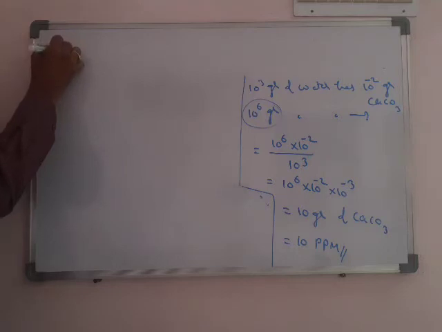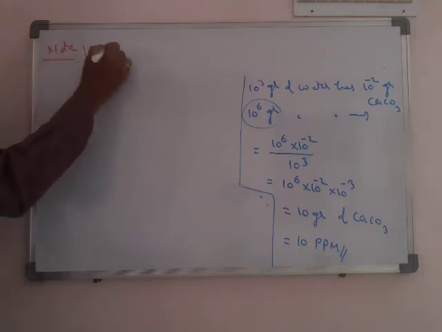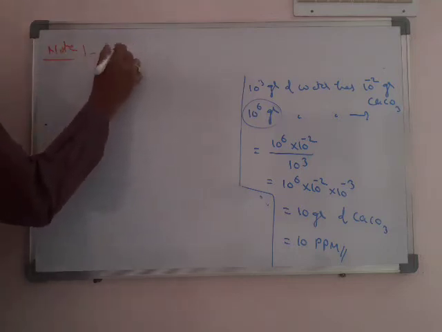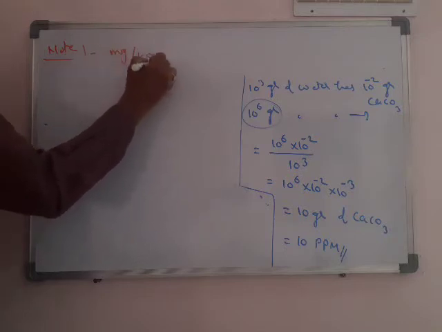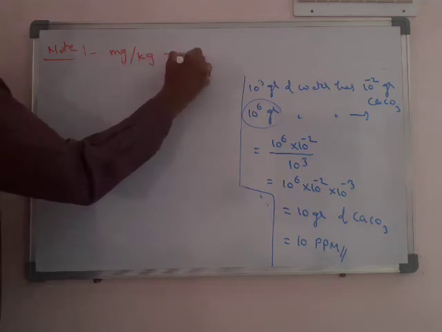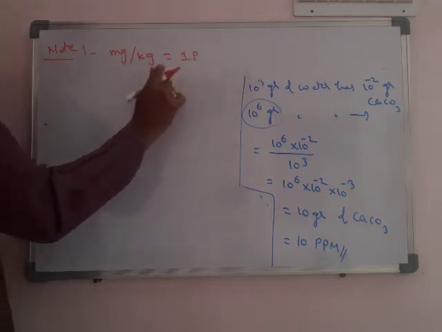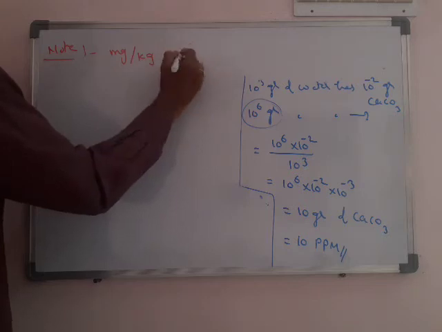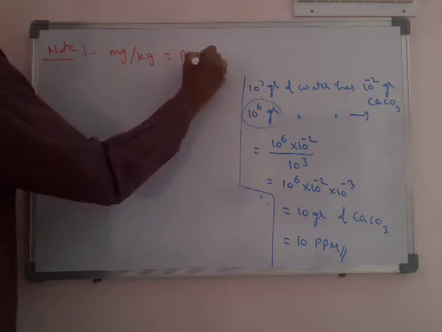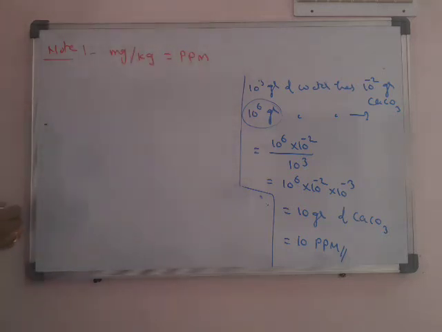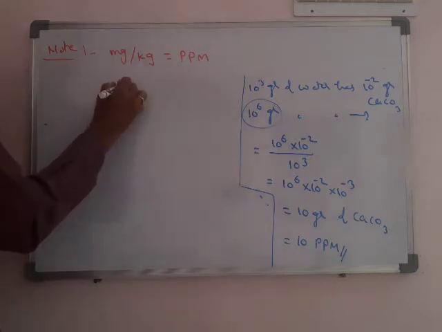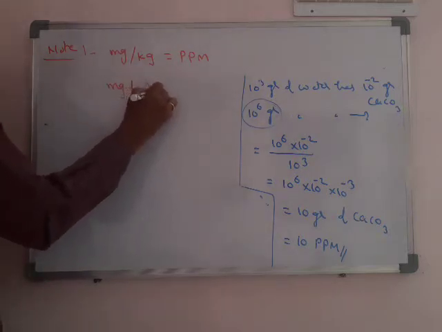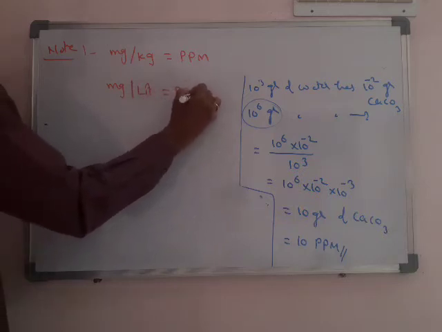సో వి జస్ట్ రైట్ ఎ నోట్ ఇట్. So milligram per kg is also treated as ppm. 1 milligram per kg and 1 ppm. Okay, milligram per kg. So kg and here same. Milligram per liter sample is also treated as ppm.